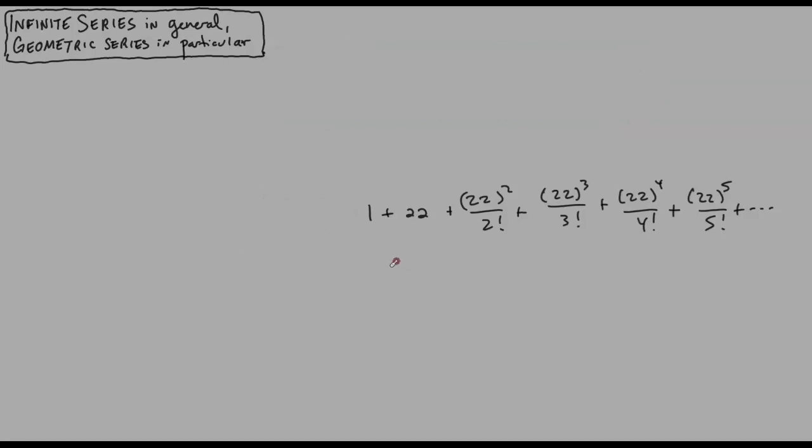Just think about this idea. We are adding up infinitely many numbers. Each one of these is a perfectly ordinary number. How can we add infinitely many of them? What does that even mean?